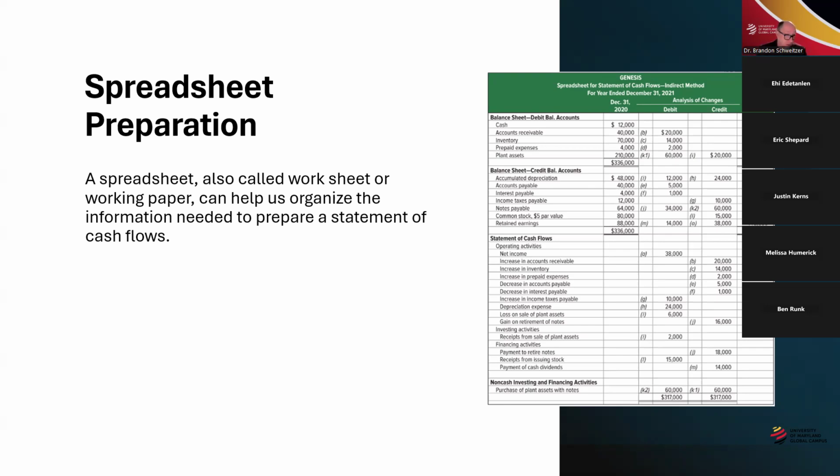Now, this graphic you see on the right side shows the indirect method spreadsheet for a company. We enter both the beginning and ending balance sheet amounts on the spreadsheet. We also enter information in the analysis of changes columns to explain changes in the accounts and determine the cash flows for operating, investing, and financing activities. Information about non-cash investing and financing activities is reported near the bottom. So this shows you some of the prep work that we go through when it comes to creating our statement of cash flows.